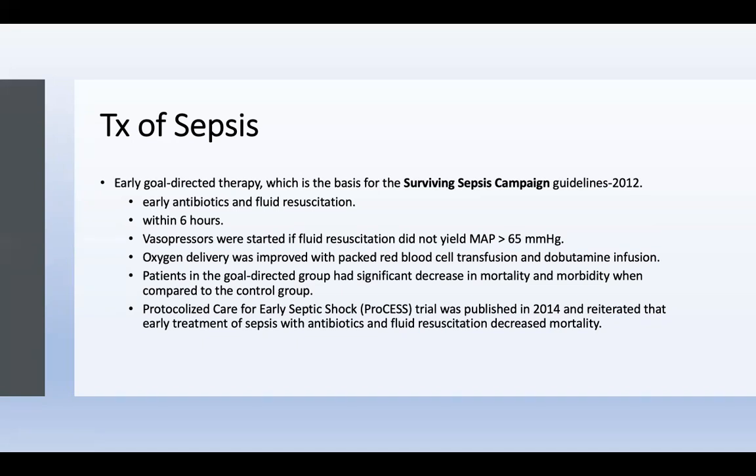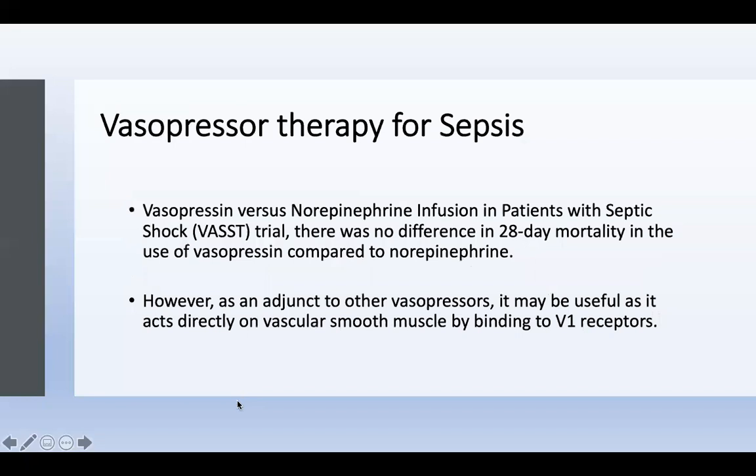The PROCESS trial, which is the protocolized care for early septic shock that was published in 2014, really reiterated this, again, with early antibiotics and fluid resuscitation. So again, Surviving Sepsis campaign guidelines is something you really should know, and essentially it's early goal-directed therapy. And then again, the PROCESS trial in 2014, which really showed a reduction in morbidity and mortality with early treatment with antibiotics and fluid resuscitation.